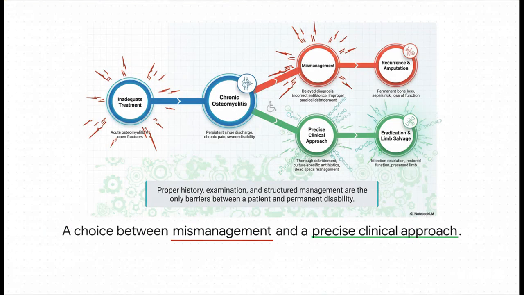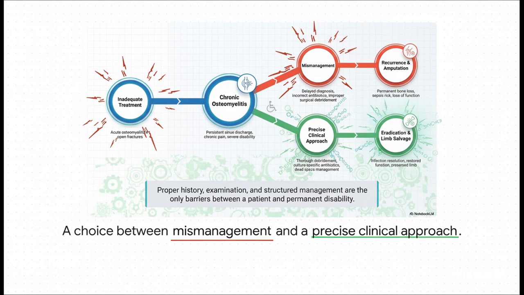You see, this slide shows the two paths a patient can take. It all starts with inadequately treated acute osteomyelitis or an open fracture. From this point, the path divides. The red path, this is the path of mismanagement. A delayed diagnosis, the wrong antibiotics, improper surgery, it leads straight to recurrence and, tragically, to amputation.